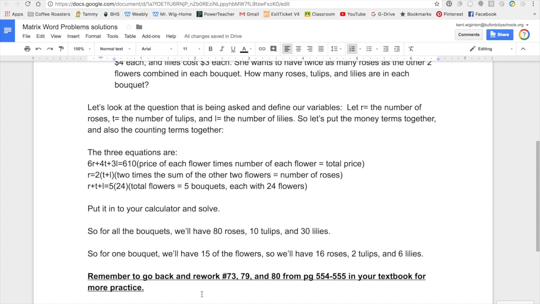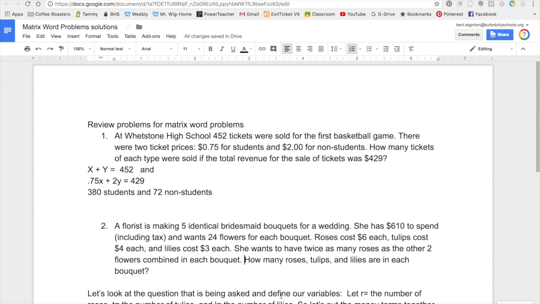Don't forget, in the book, and this is a good idea, to go back and look at 73, 79, and 80 from pages 554 and 555 in your textbook. We went over those in class. The odd ones are in the back of your text if you want to look those answers up. We did the majority of those in class, so I know that most of you have those as examples in your notes. If you have questions, email me. If not, good luck on your test tomorrow. Study hard.